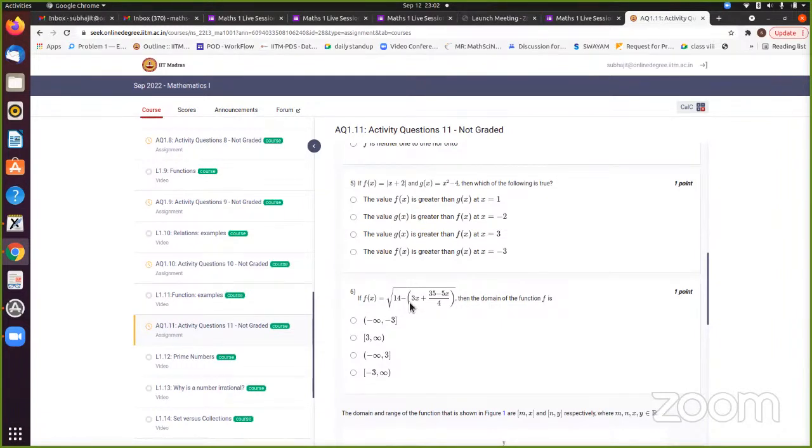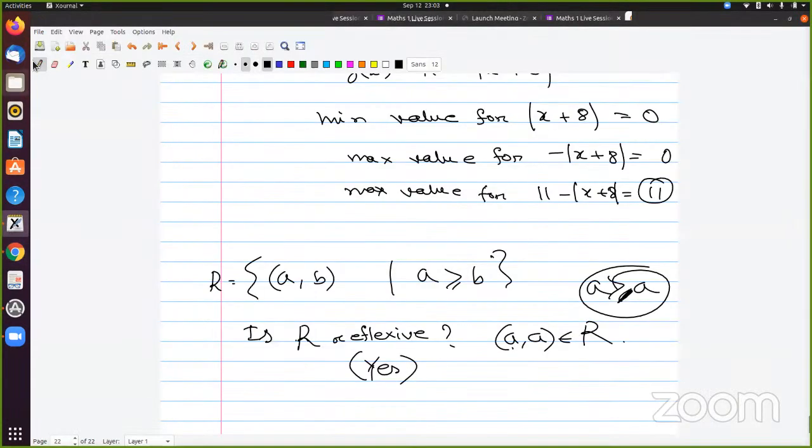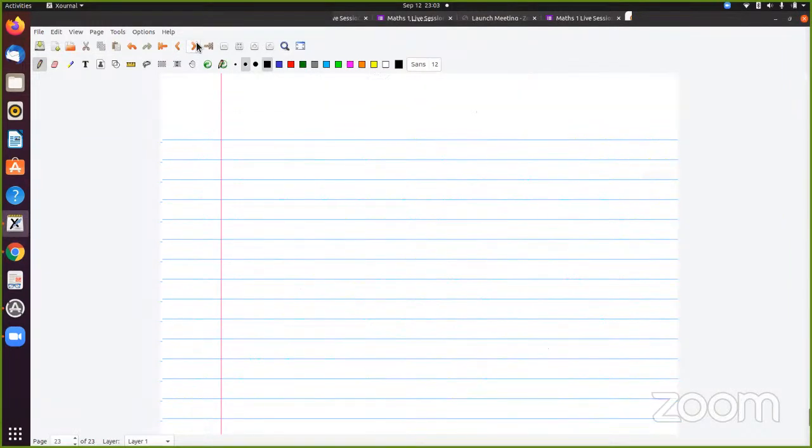Okay, sir, we'll try. Have you forgotten how to solve inequalities? Then I can give you an example. I will not solve that one, but I will give you another example. Let's take this one: square root of 4 minus (x plus 5)/3. Let's try to find the domain of f.